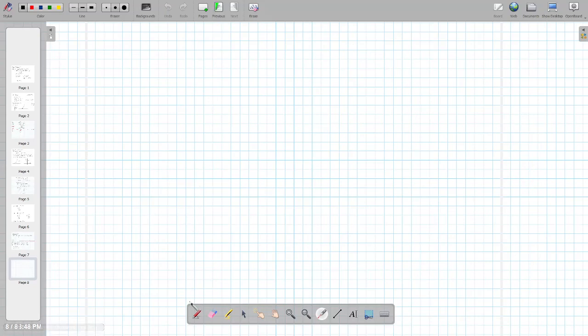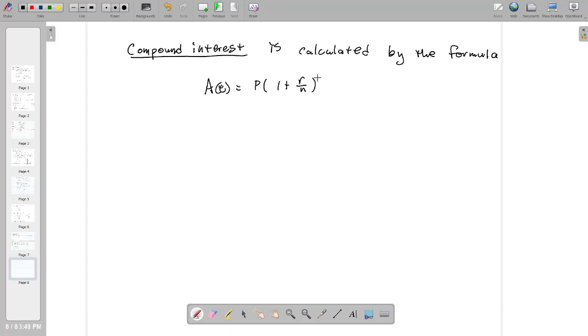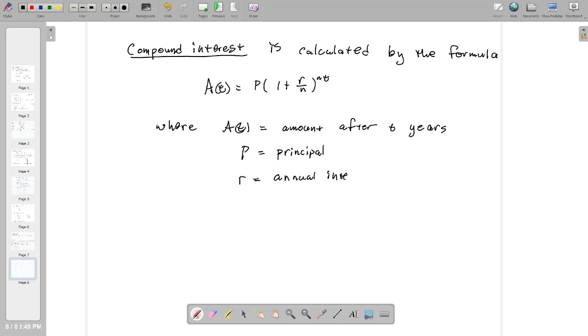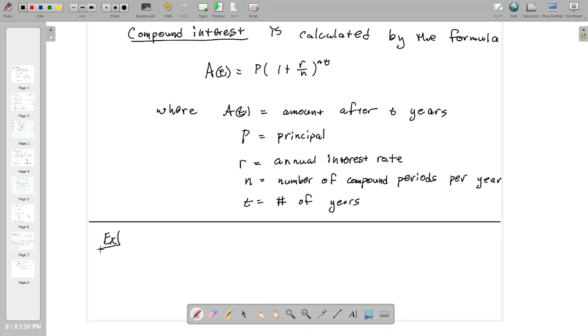Let's formalize this a bit. Compound interest is calculated by the formula A of t is equal to P times (1 plus r over n) to the nt, where A of t equals the amount after t years, P equals principal, r equals annual interest rate, that's the interest rate per year, n equals the number of compound periods per year, and t is the number of years. Let's do an example.